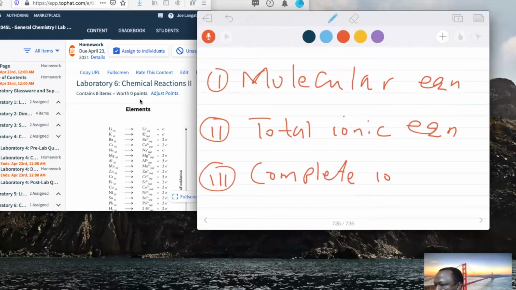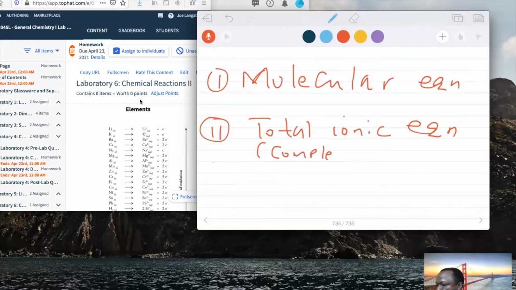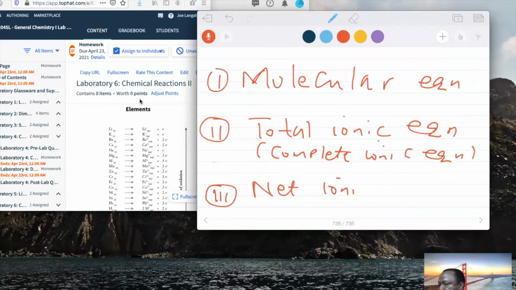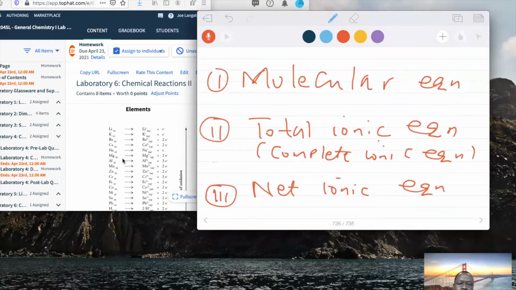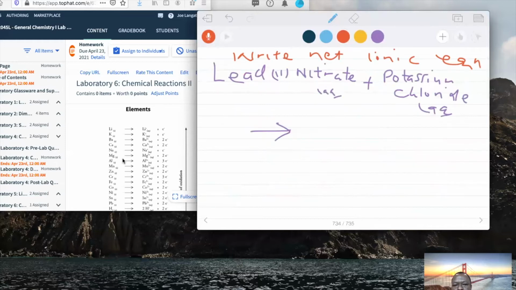Not complete, sorry, this is the same thing as complete, all right? Here it is sometimes called the complete ionic equation. It's the same thing as total. And then the last one, which we are going to derive, is the net ionic equation. You should be able to differentiate between the three types of equation. And the example to show you all three equations is lead II nitrate.